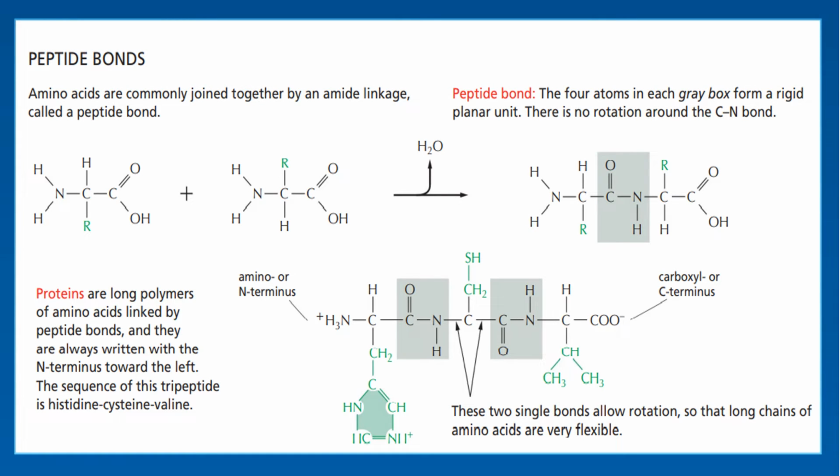So, a protein molecule is made from a long, unbranched chain of amino acids. Therefore, proteins are also known as polypeptides. Amino acids are joined together by an amide linkage, which is known as a peptide bond. These four atoms in the gray shadings form a rigid planar structure, and there is no rotation around the C-N bond. And these two bonds allow rotation, so long polypeptides can be very flexible.